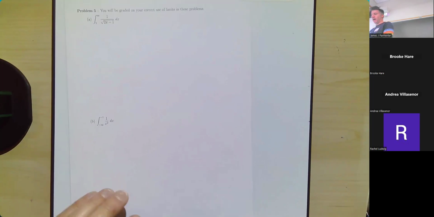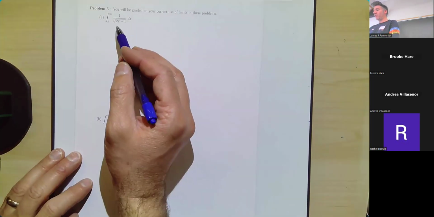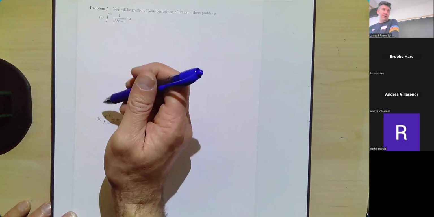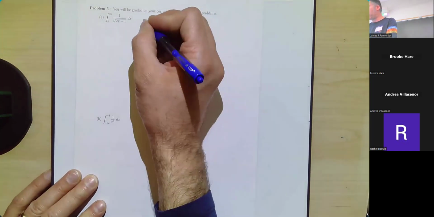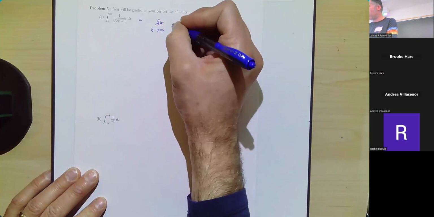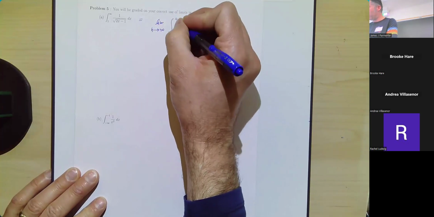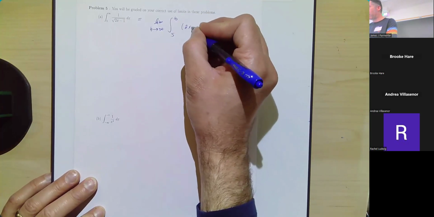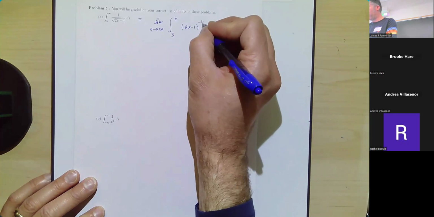Let's look at problem 5. So obviously problem 5 is an improper integral, right? They both have an infinity, even though it's improper. So the first thing you should do is write this as the limit as b goes to infinity of the integral from 5 to b of, I would rewrite this as 2x minus 1 to the -1/2.